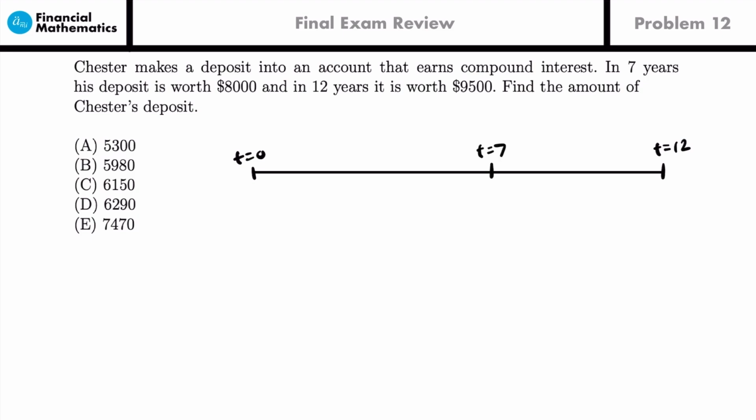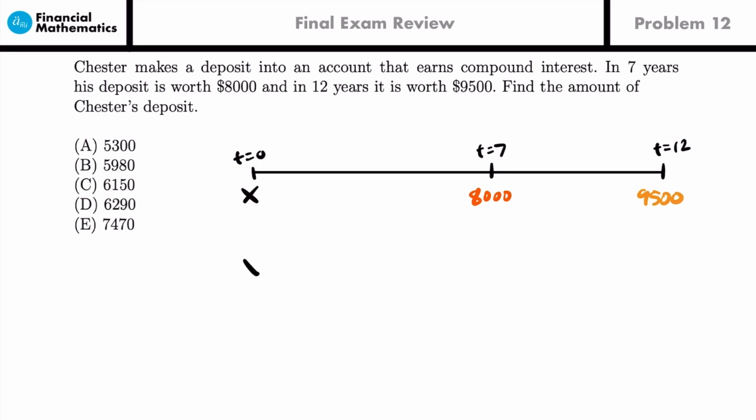Okay, I'm not going to write in all the middle dates. That's not really necessary in this case. We know that Chester makes some deposit of X that we want to find, and it is worth $8,000 in 7 years and $9,500 in 12 years. So from this information, we can make a couple equations here.